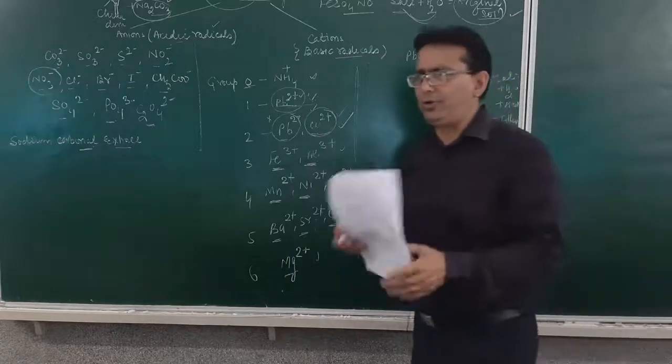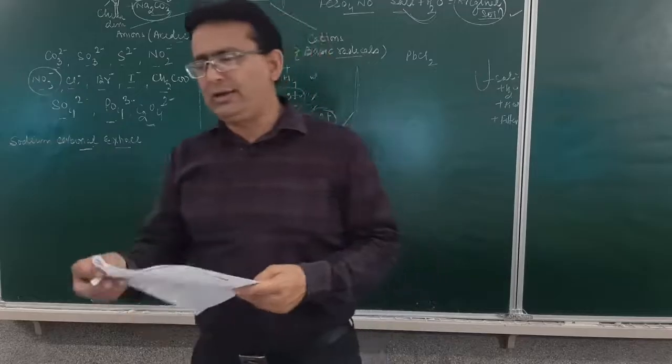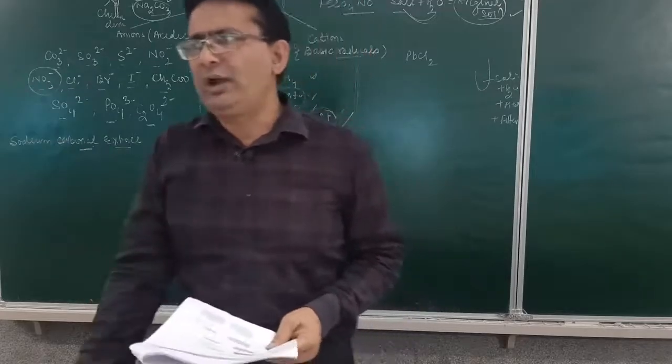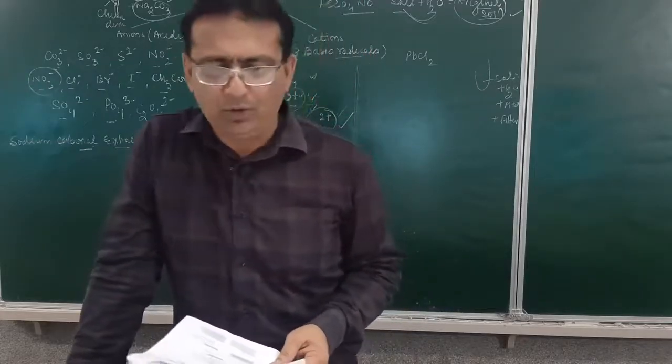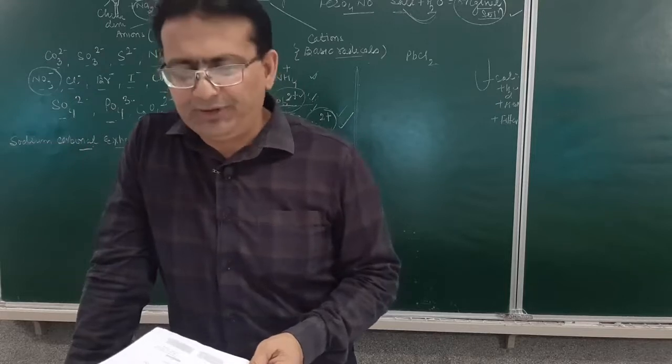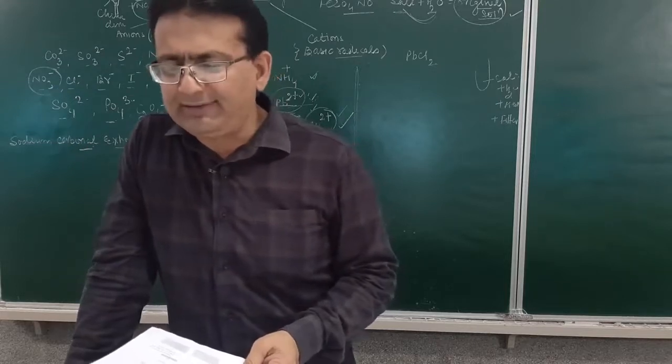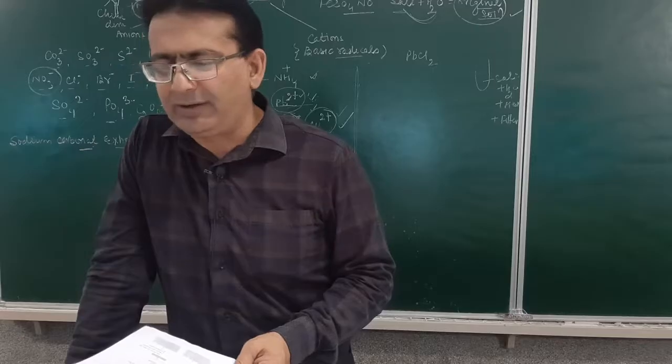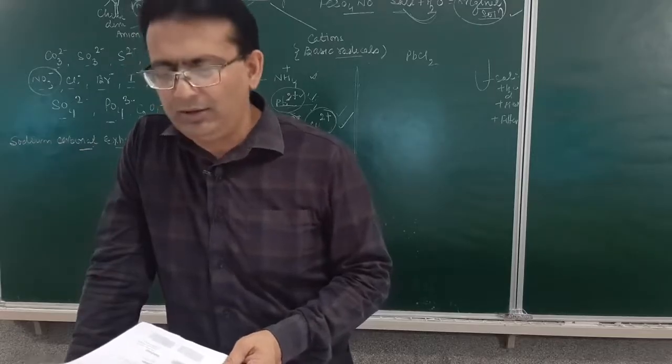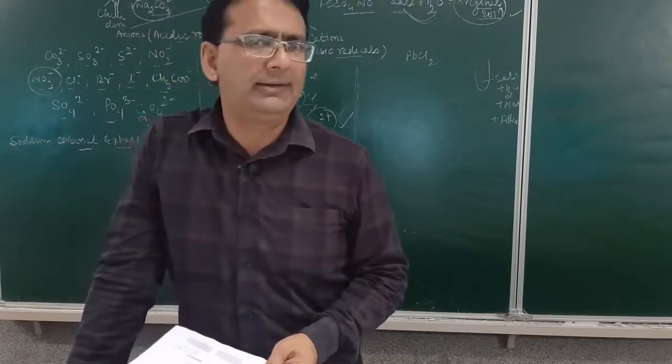The identification of a cation is to be done. Student, in the identification of a cation, you have to follow 4 steps. I am reading from your study material. The sequence of various steps involved in the systematic analysis of basic radicals are as follows. Number 1 is the preparation of the original solution.